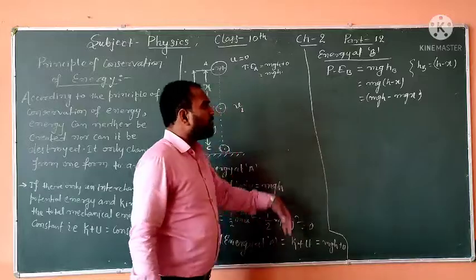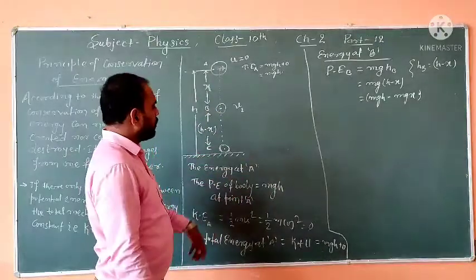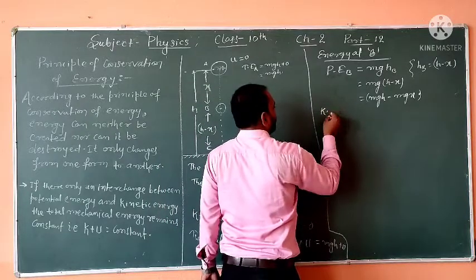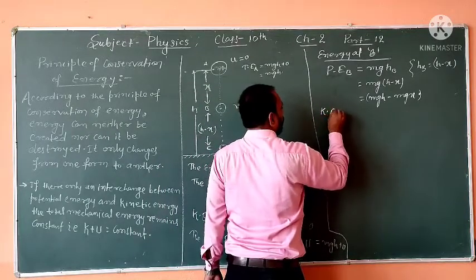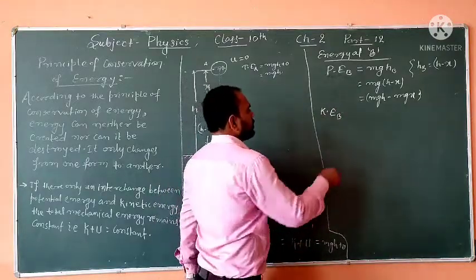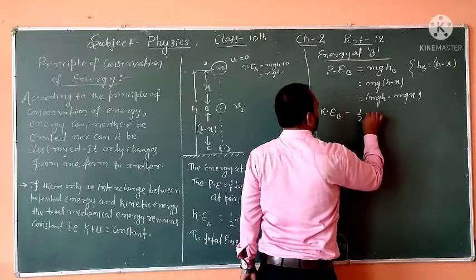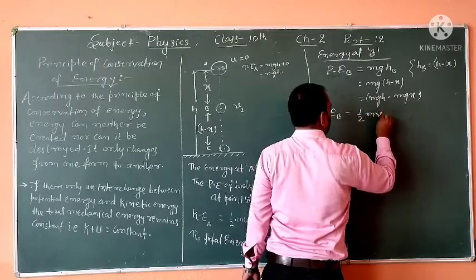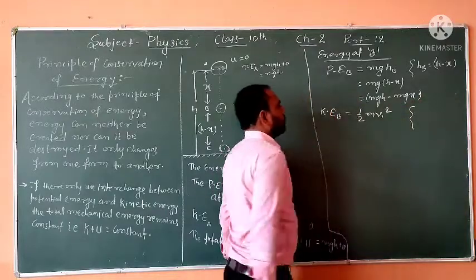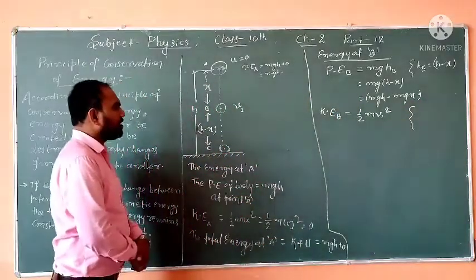Now I am going to find the kinetic energy of the body at point B. Kinetic energy of the body at point B is equal to 1 upon 2 mv1 square. So there is a problem. How will we find v1?